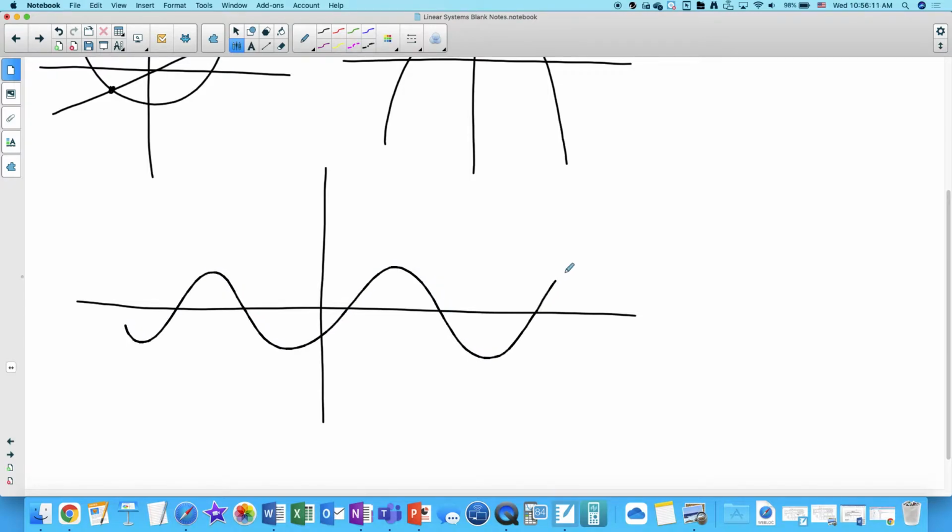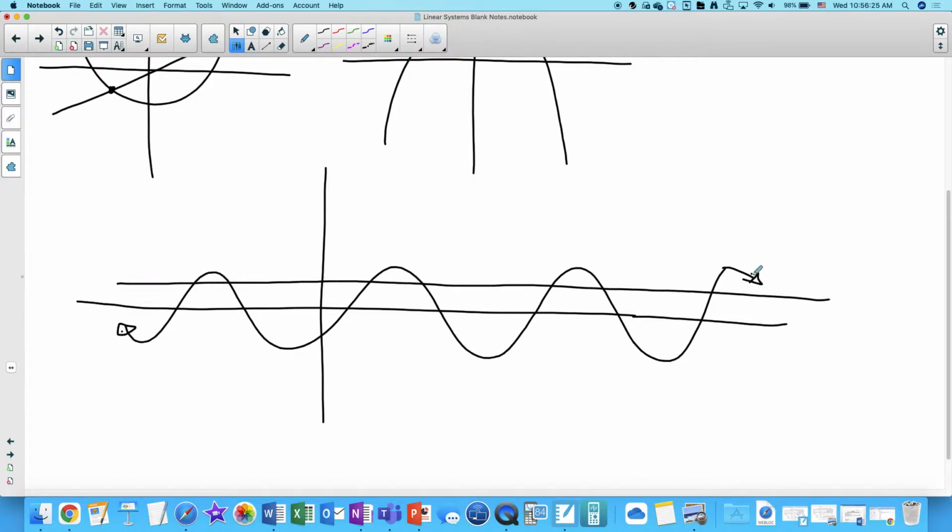Like this. And they just go on forever. And if you have one of your functions a trig function, and the other function, let's say a horizontal line, you will also get infinite intersection points. Okay? But it's less infinite than if they overlap.